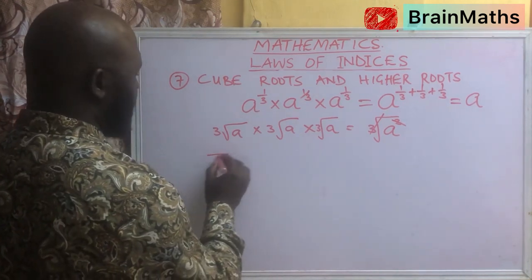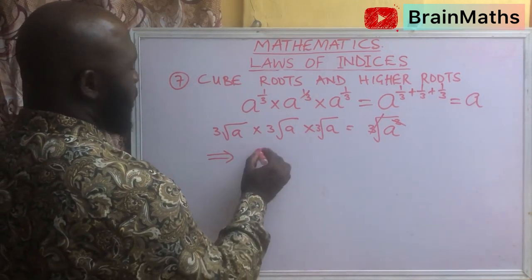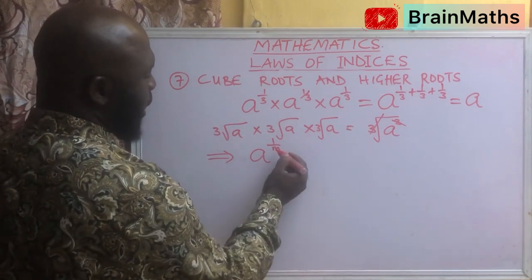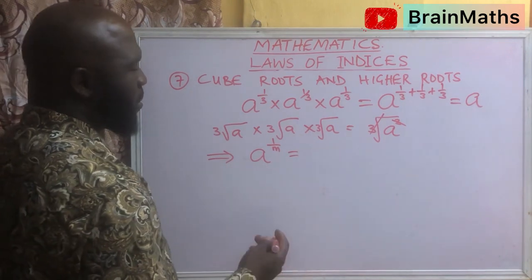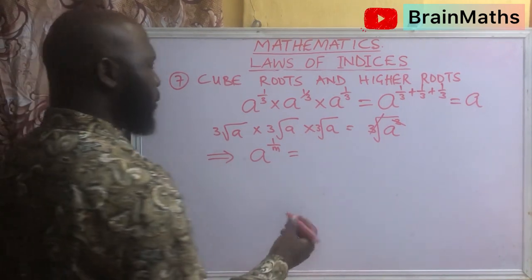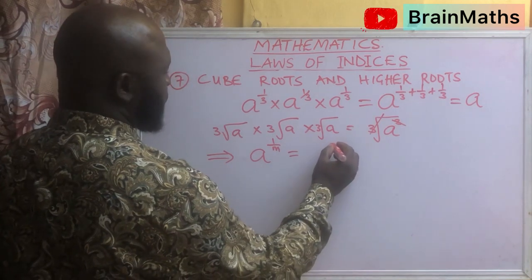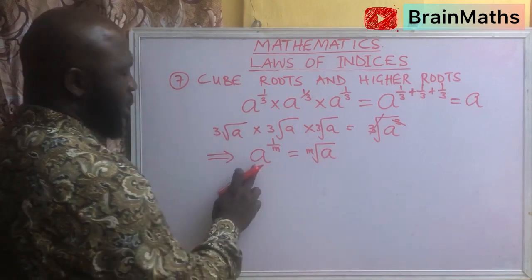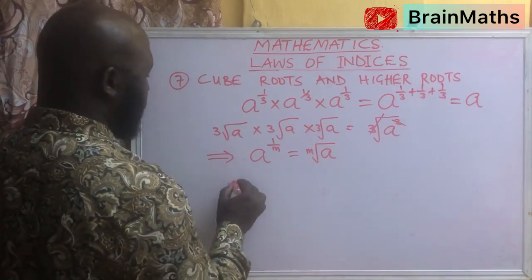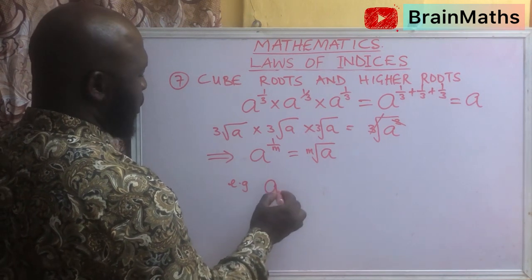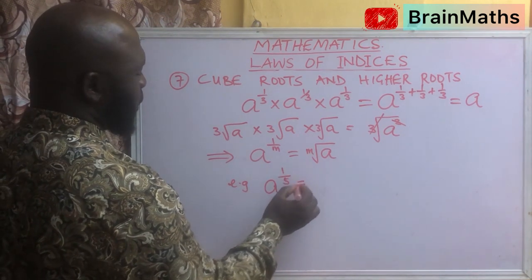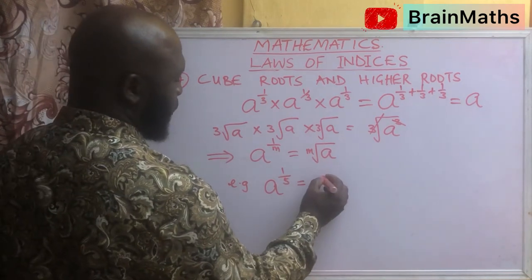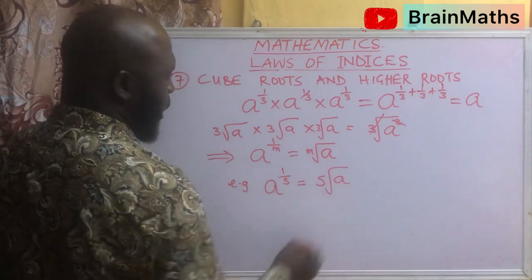So we can say now that whenever we are given a raised to power 1 over m, the m being a cube or a fourth root or a fifth root, we can say that it is the m-th root of that number. For example, if you have a raised to power 1 over 5, this is going to give us the fifth root of a.